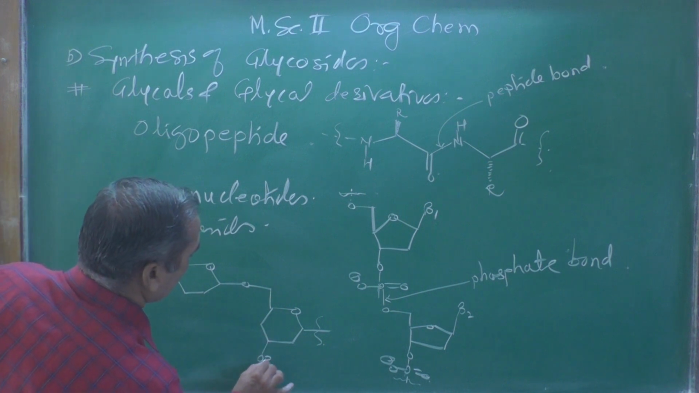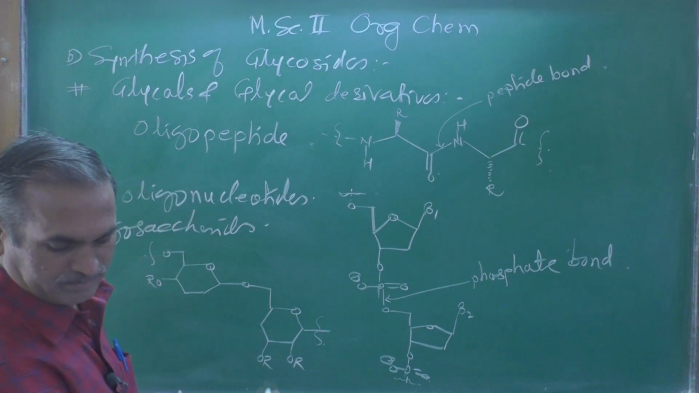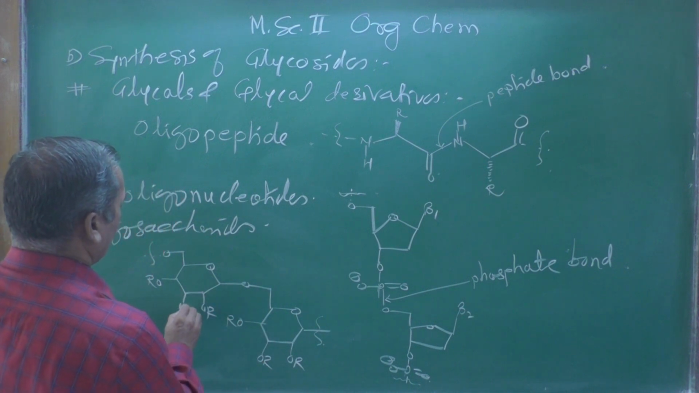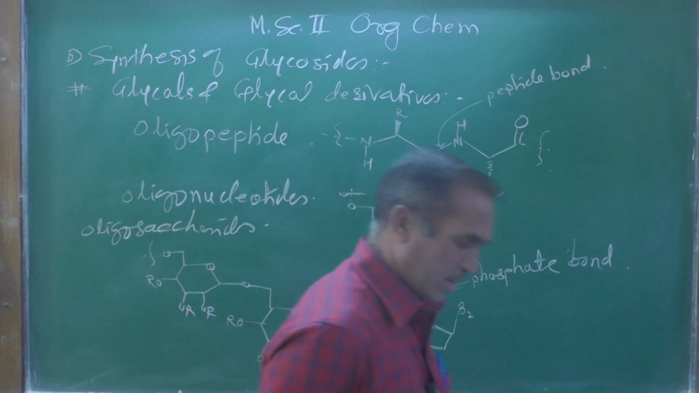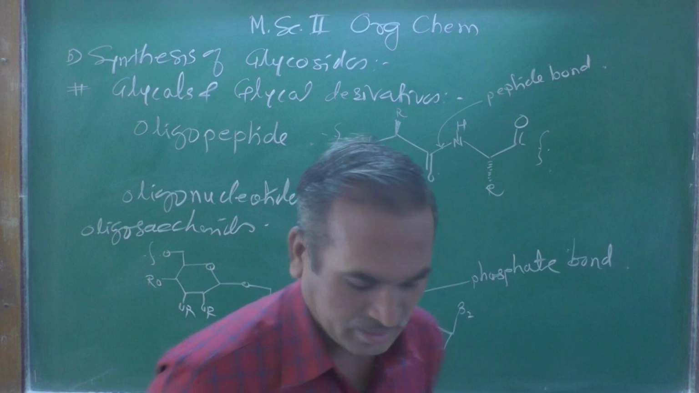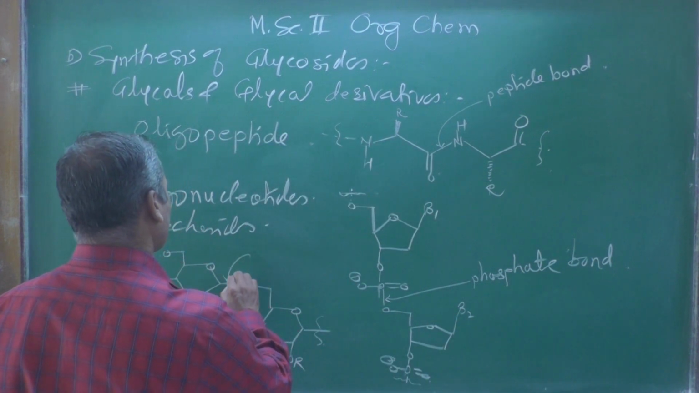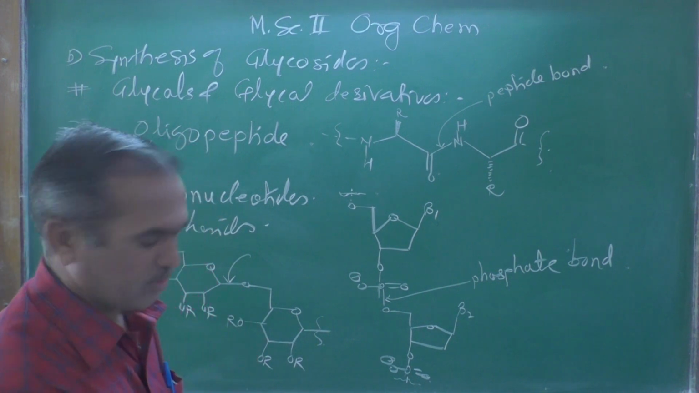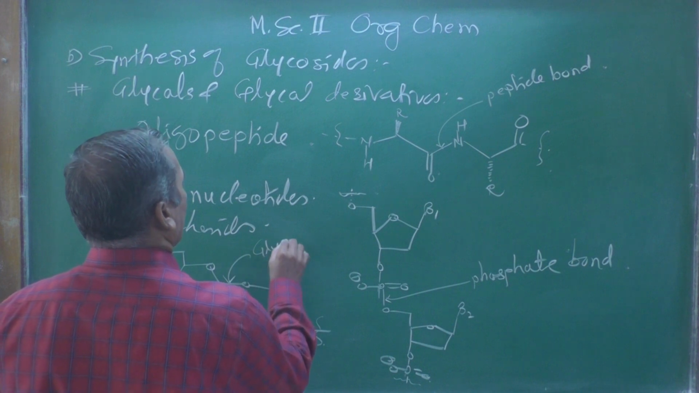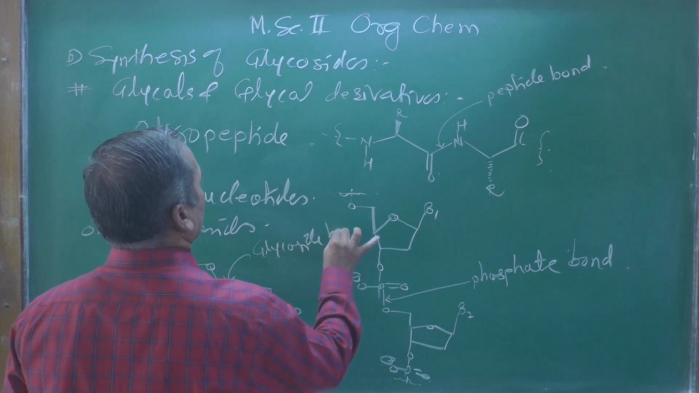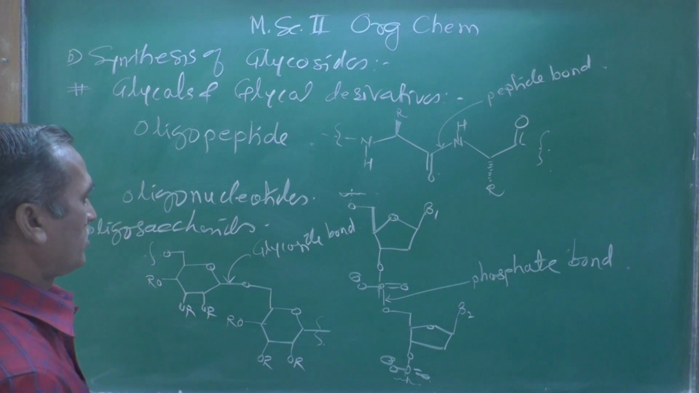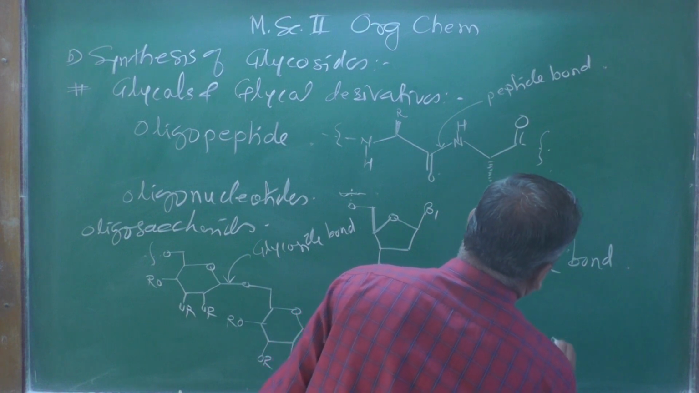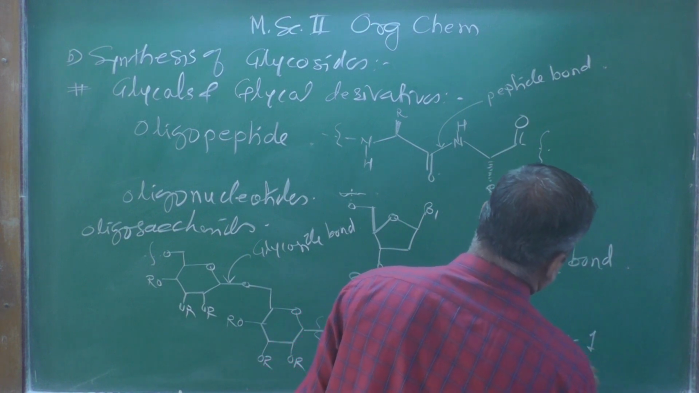Here you can show OR, here also OR, here RO, here OR. All are the protected hydroxyl groups shown there, and the bond is formed here. This bond has a special name: it is a glycoside bond. This is a glycosidic bond, and this figure is figure number 1 over here. Remember this one.